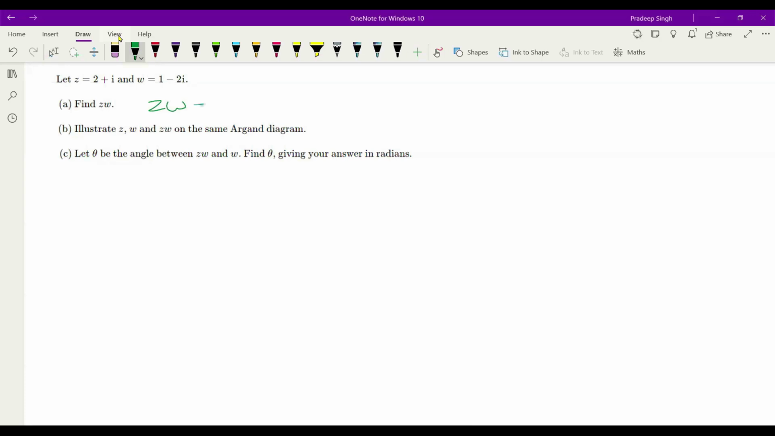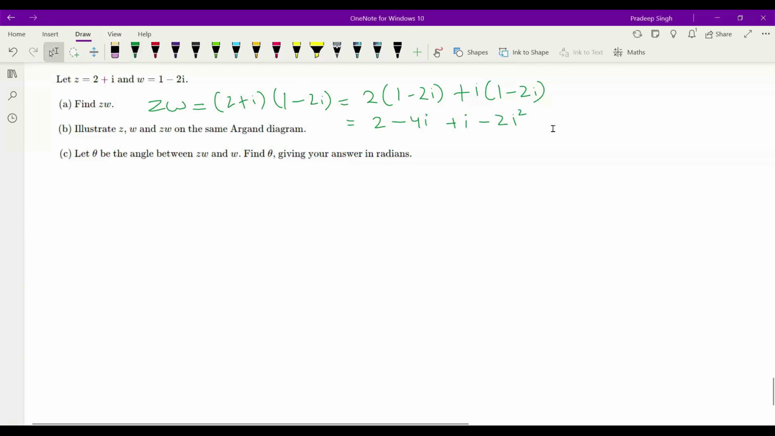For multiplication, we will use the straightforward multiplication trick. So multiplying the two brackets together, let us open up these brackets: 2 times 1 minus 2i plus i times 1 minus 2i. Let's simplify this to get 2 minus 4i plus i minus 2i squared. And remember the value of i squared is negative 1, so minus 2i squared will become positive 2.